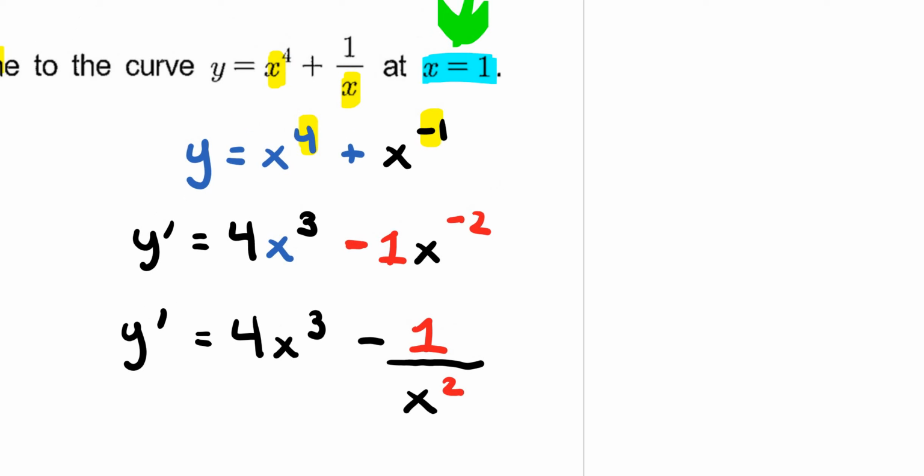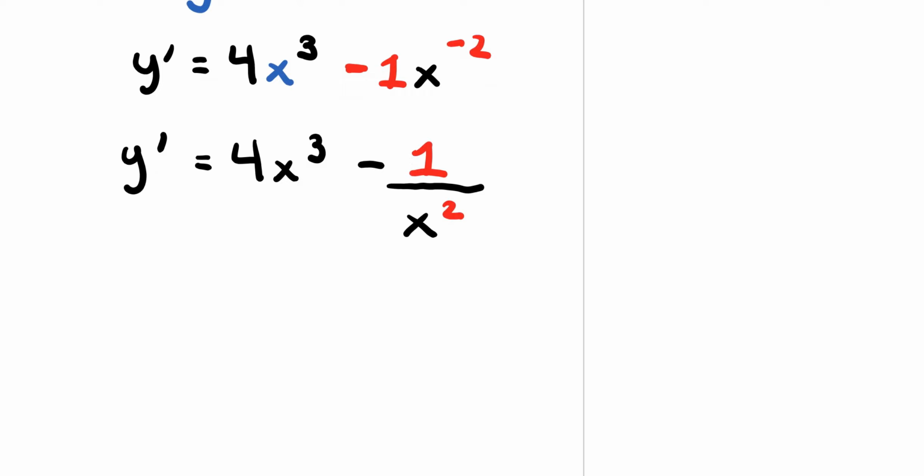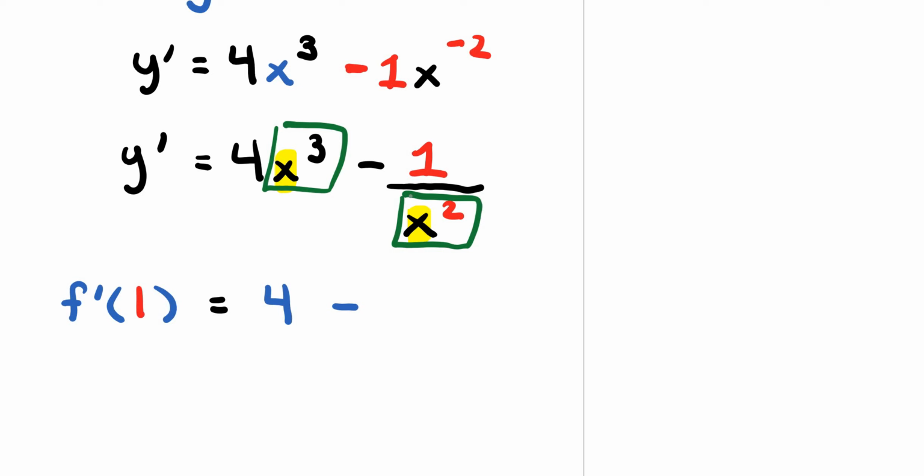All right, so now we need to find the derivative value when x equals 1. That's the key, right? So let's go ahead and find f prime of 1. And what that really means is that anytime you see an x, you just replace those x's with the x value 1. And we can do some of this in our head, right? Because 1 to the power of 3 is still going to be 1, and 1 times 4 is going to be 4, minus, and then if I substitute a 1 in there, that's going to be 1 squared, which is 1, and 1 divided by 1 is 1, right? So 4 minus 1 is going to be 3.